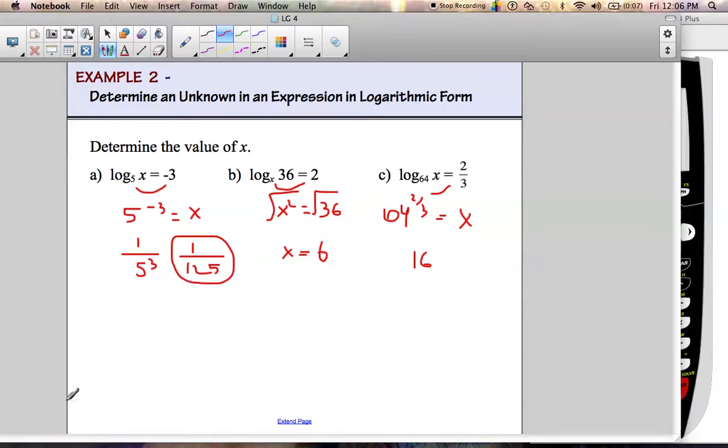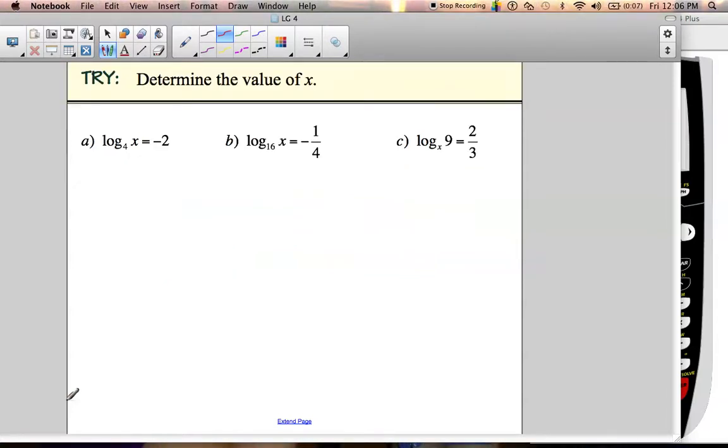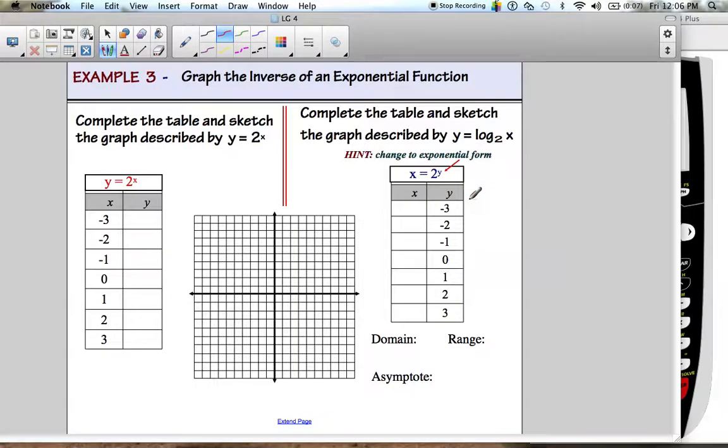All right, so let's move on. Now I want you to try these ones. And again, you can pause and I'll put the answers up and you can go on your own. A is 1 over 16. B is 1 over 2. And C is 27. Okay, and that is the end of part 1.